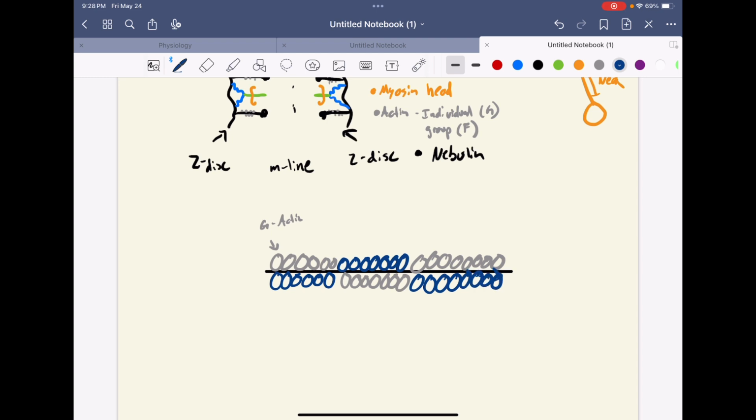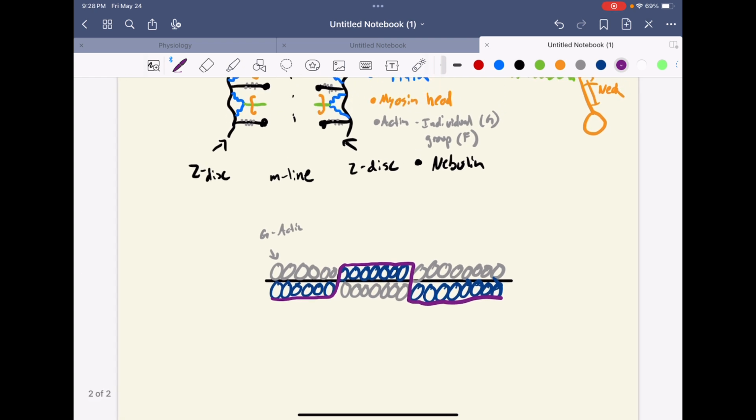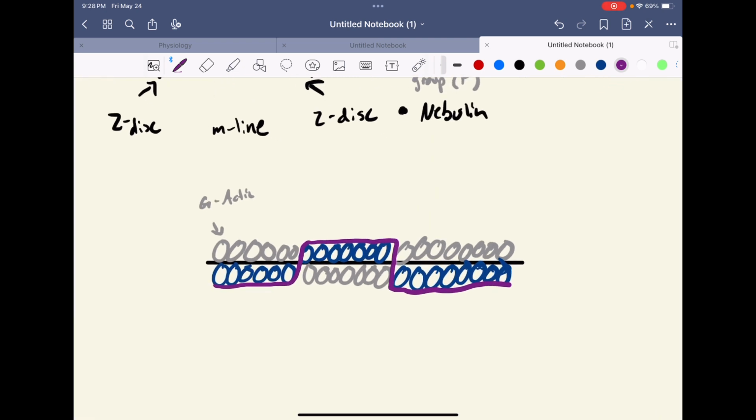So on each one of these strands is what we call, draw it in purple, is what we call tropomyosin, and it binds to the active binding site on these actin. So it goes here, and it blocks the myosin heads from interacting with actin. The myosin heads need to bind to actin in order for muscle contraction to occur, and so this tropomyosin is in the way.